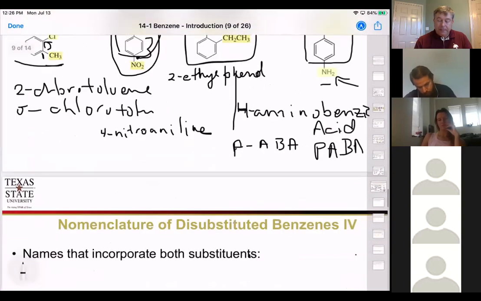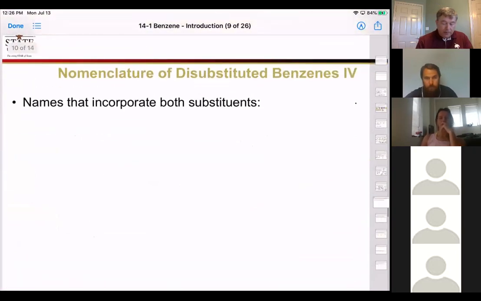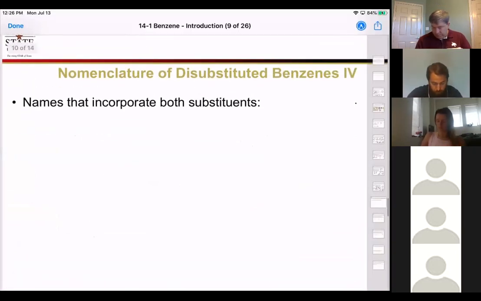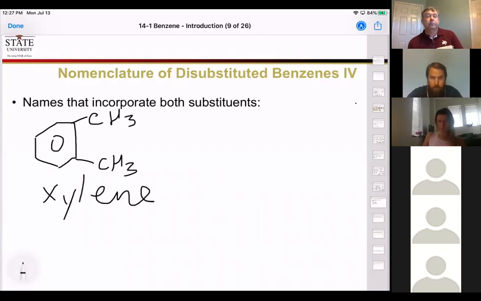Sometimes when you have 2 groups on the same benzene ring, they can change your name, okay? So in the case of 2 methyl groups, instead of being methyltoluene, we actually have changed the name to xylene, okay? Xylene. Okay, that's 2 methyl groups on the same benzene ring.